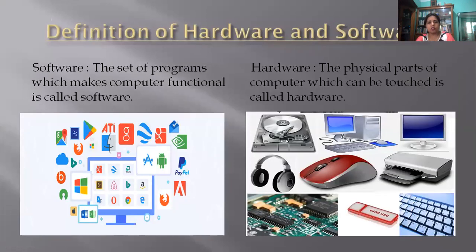Now here are the definitions of hardware and software. I think you know these things. If you need to write, write. Definition of hardware and software. Write down. Software: the set of programs which make computer functional is called software. Then the physical parts of computer which can be touched is called hardware.